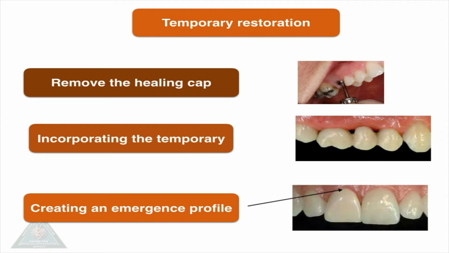Next, how to restore an implant site. As we mentioned about in the stage 2, we need to remove the healing cap and then incorporate the temporary crowns. While incorporating in the anterior region, we need to create an emergence profile for the aesthetic purpose.